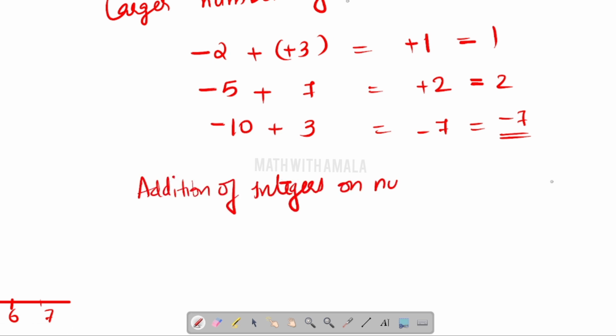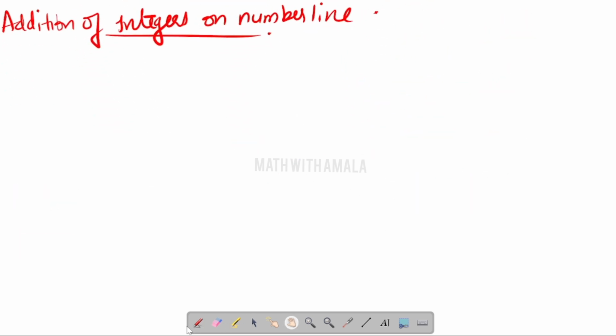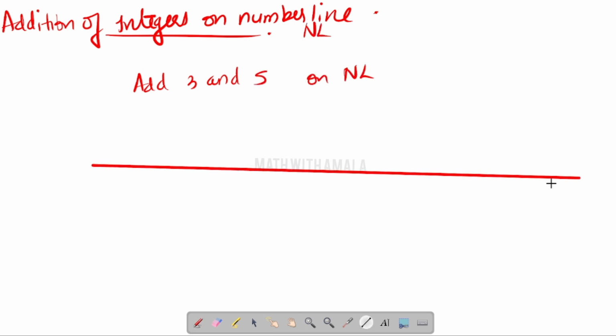Next, addition of integers on the number line. Here we use the jumping method. We will jump from one point, or one number, towards the next through left or right movements. Let us consider a number line which has values from 0 towards positive and negative infinity.